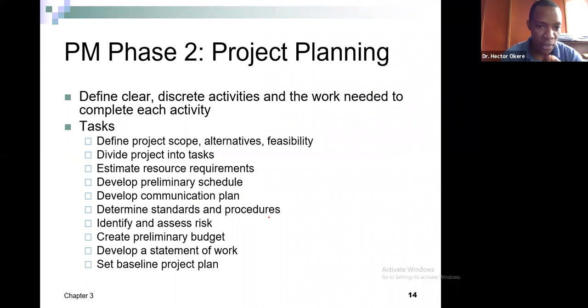Then you start your planning. Here in your planning phase, you define clear, discrete activities and the work needed to complete each task, okay? So what is your project scope? All right, we want to develop a system for, let's say, students. A student information system.